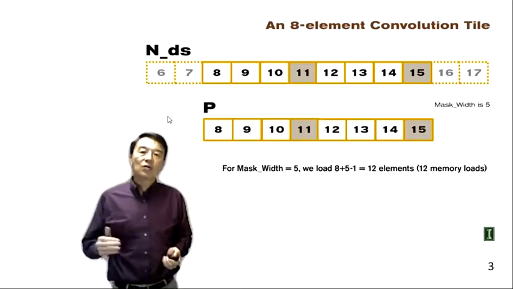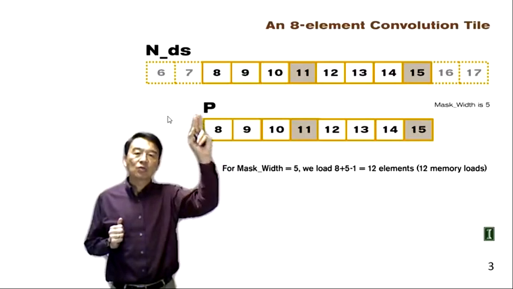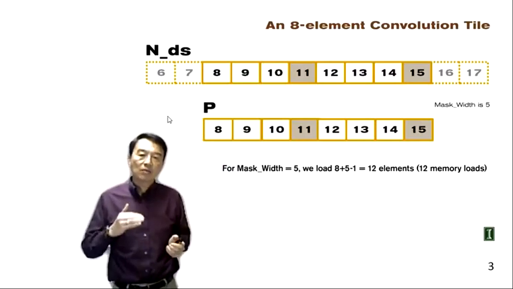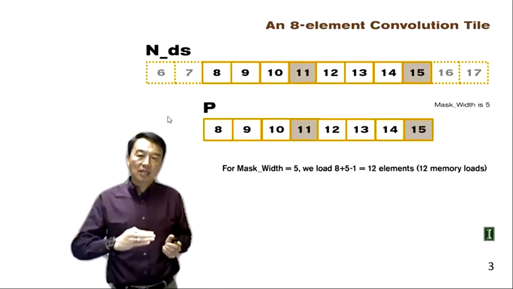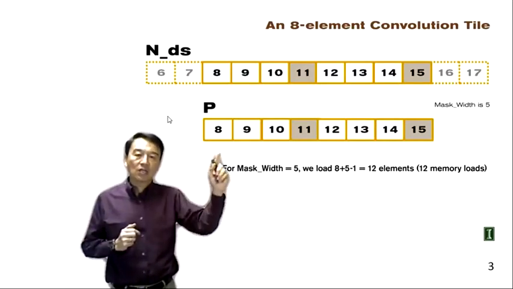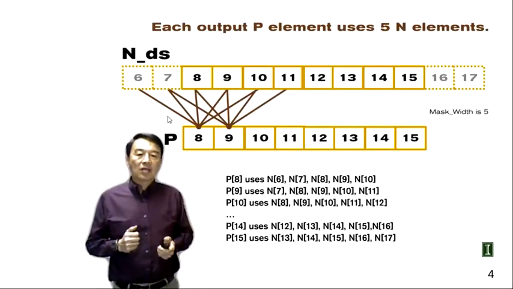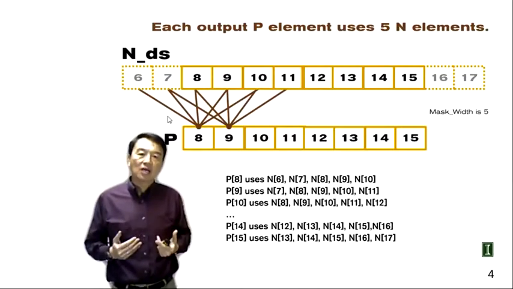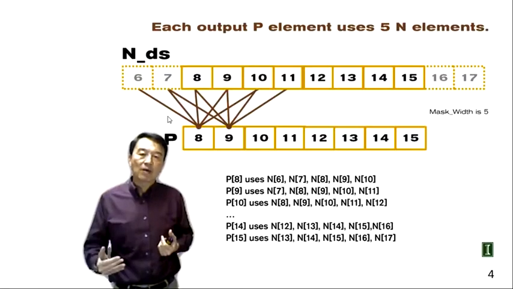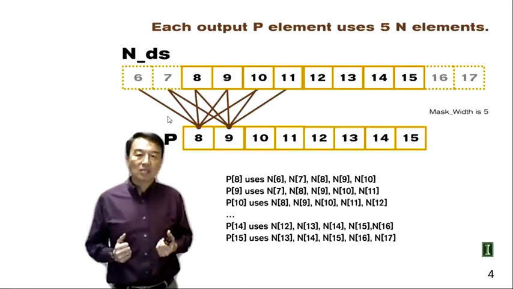In order to load the input tile, we need to load 12 elements into the shared memory. That's the total number of memory accesses we need in order to bring all the data that we need in order to calculate the output tile elements. And here we show a very simple way of calculating the total number of memory accesses to the global memory that are replaced by shared memory accesses.